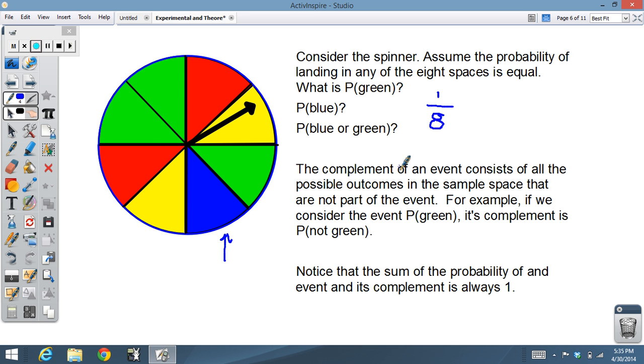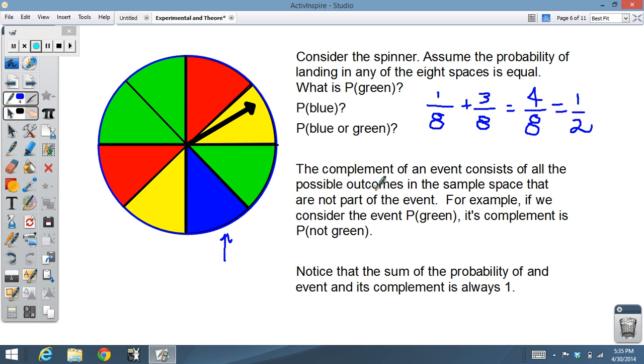All right, our probability of getting a blue or a green, well, we take the blue probability and the green probability, and we find out we got 4 spaces that are either blue or green for a probability of 4 out of 8, or 50%, or 1/2, however you like to think about it, okay?